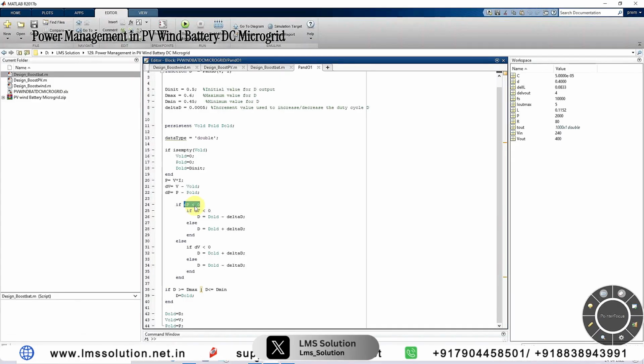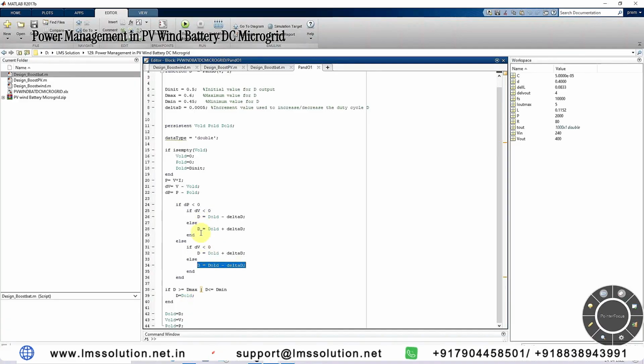If the change in power is less than 0, here we have to check the change in voltage. If the change in voltage is less than 0, you have to decrement the duty cycle, or else you have to increment the duty cycle to get the maximum power from the PV plant. And if the change in power is not less than 0, again we have to check the change in voltage. If the change in voltage is less than 0, then you have to increment the duty cycle, or else decrement the duty cycle. Based upon these conditions, you calculate the duty cycle.